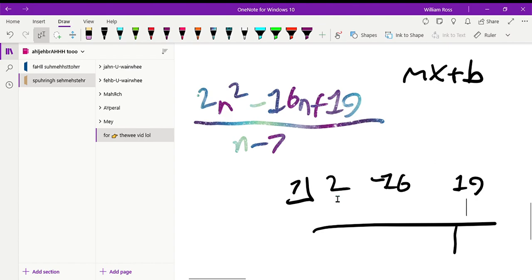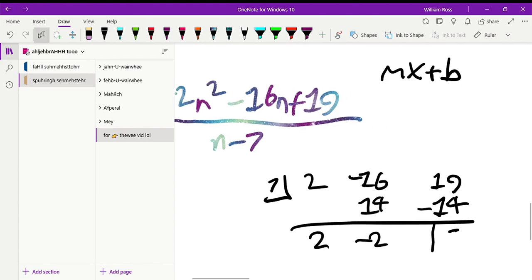Alright, now what you want to do first is drop down whatever number's over here. So we drop down the 2. You multiply whatever's over here to whatever's at the bottom. So 7 times 2, that'll be 14. Then you add. -16 plus 14, that's -2. 7 times -2 is -14. And 19 minus 14 is 5.